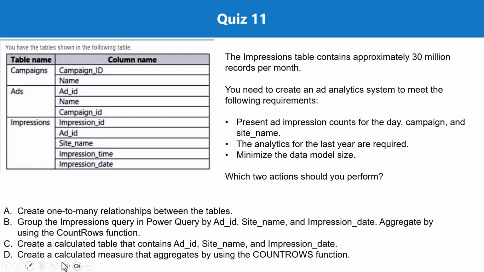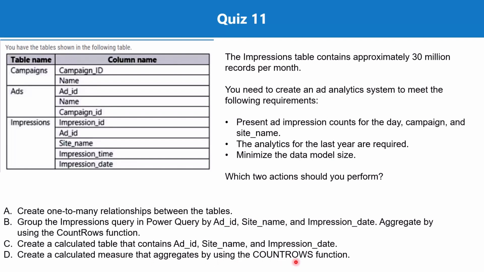So we have these four actions, and we have to select the two actions that we need to perform in order to meet these requirements. The choices are: create one-to-many relationships between the tables; group the impressions query in Power Query by ad ID, site name, and impression date, and aggregate by using the count rows function; create a calculated table that contains ad ID, site name, and impression date; create a calculated measure that aggregates by using the count rows function.